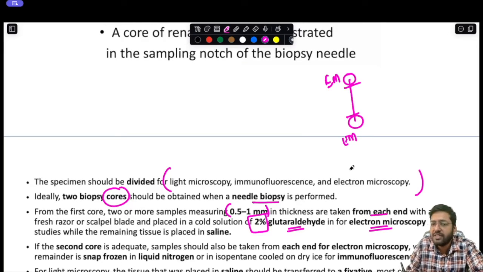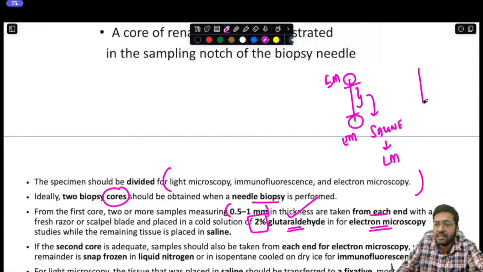And what is the fixative which is used for electron microscopy study? 2% glutaraldehyde is used. The remaining part is kept in saline, and this part which is kept in saline is to be used for light microscopy purposes.